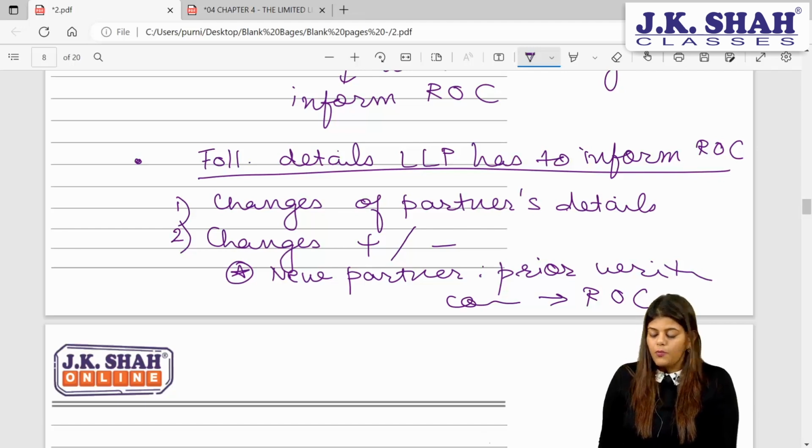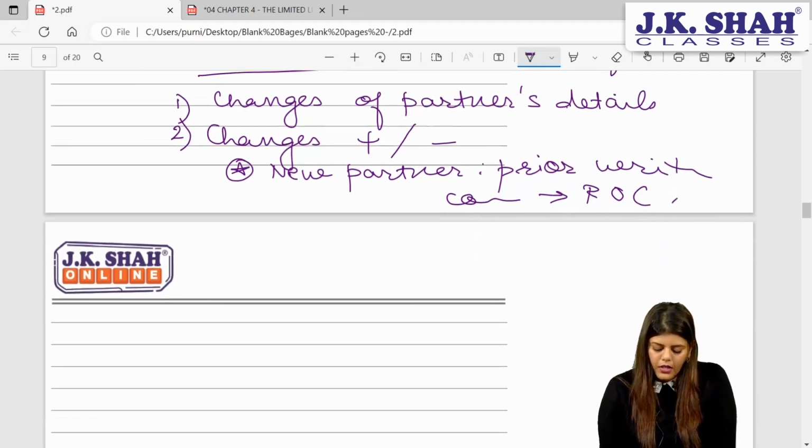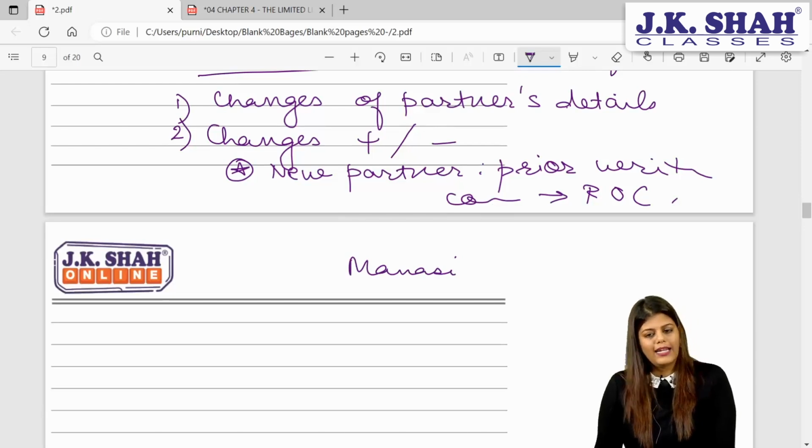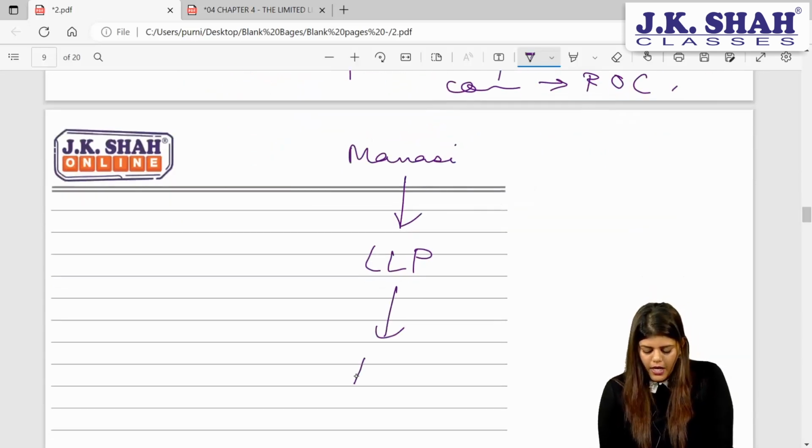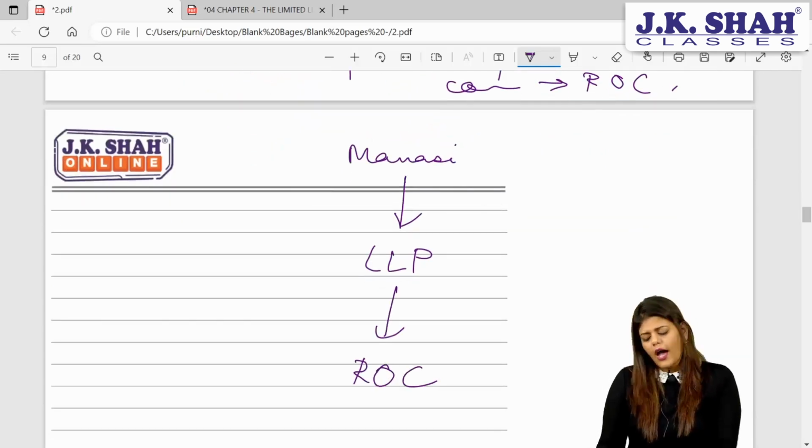Now, there is one point which I want to tell you. Now, I left this LLP. I had to inform the LLP. Correct? The LLP has to inform the ROC. I informed the LLP.